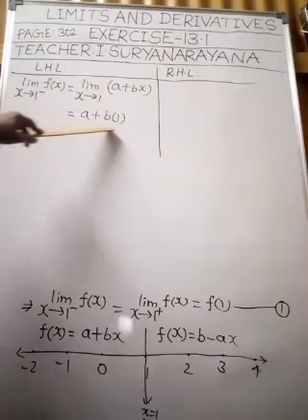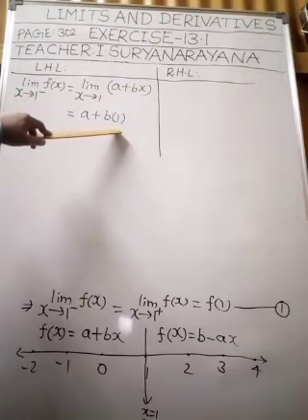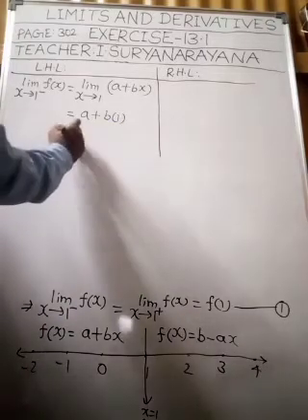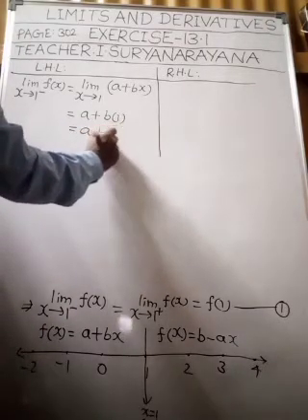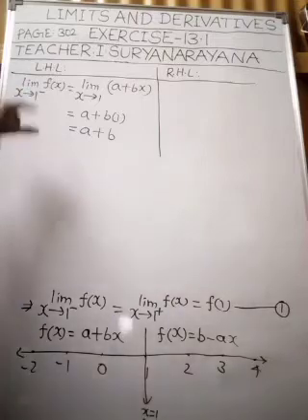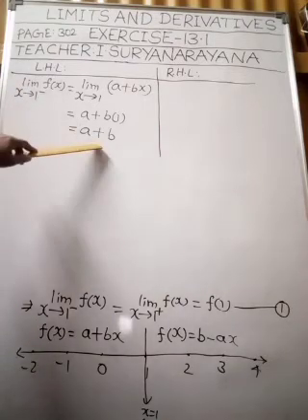Then we got this step. That is equal to a plus, what will you get? b into 1, b only. So this is the left hand limit of f of x. Understood this step?